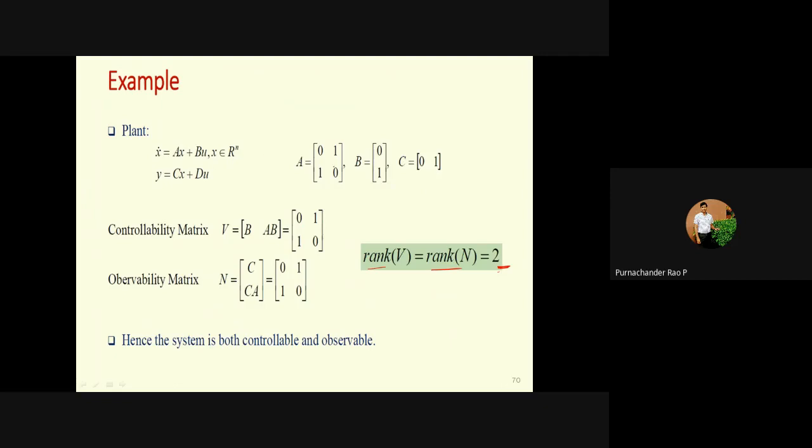Okay, so a plant is given, A, B, C is given to you. Then the controllability matrix is B and AB. AB is nothing but 0, 1. So 0 plus 1, 1. 1 into 0, 0 into 0, so this is going to be 0. B is 0, 1. So this is your controllability matrix. Okay, so the rank is 2.